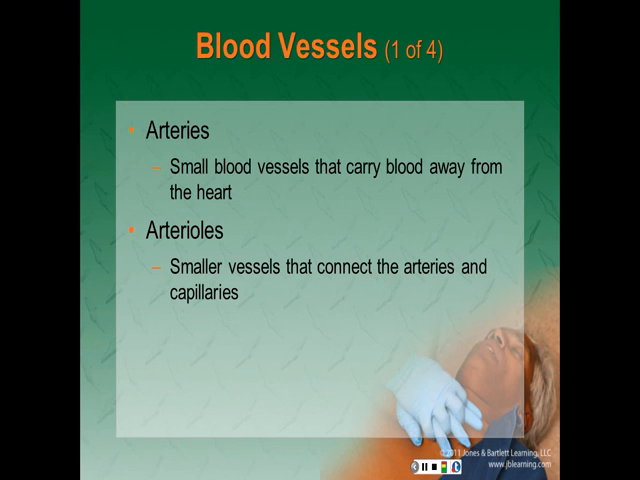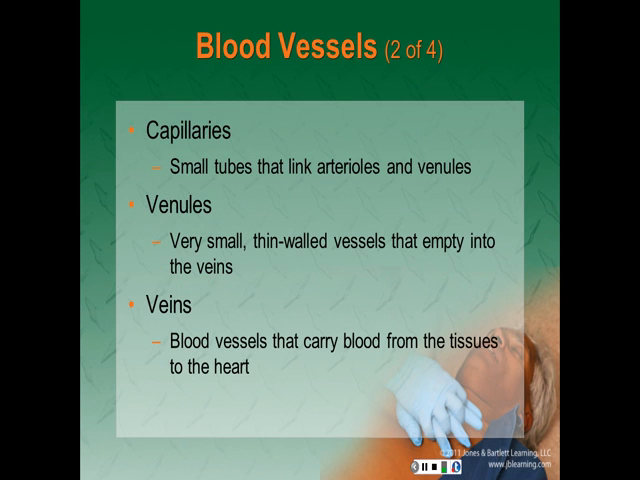There are 5 types of blood vessels. The first are arteries, which are small blood vessels that carry blood away from the heart. Then we have arterioles, which are even smaller, and they connect arteries to capillaries. The next level are capillaries, which are small tubes that link arterioles and venules. Venules are very small, thin-walled vessels that empty into veins, and veins are blood vessels that carry blood from the tissues to the heart.